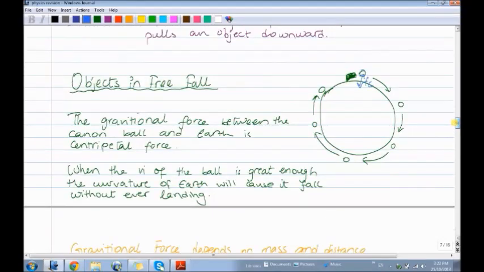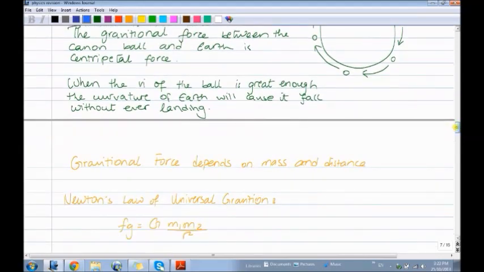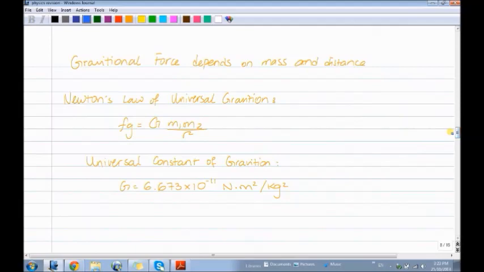Now, orbiting objects in free fall. Let's say that we have a cannonball on Earth, and we project the cannonball. The gravitational force between the cannonball and Earth is centripetal force. When the velocity is great enough, the curvature of Earth will cause the ball to fall without ever landing. So when the velocity is really huge. Now, gravitational force depends on mass and distance.